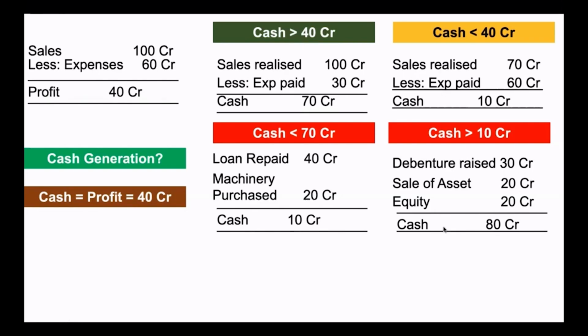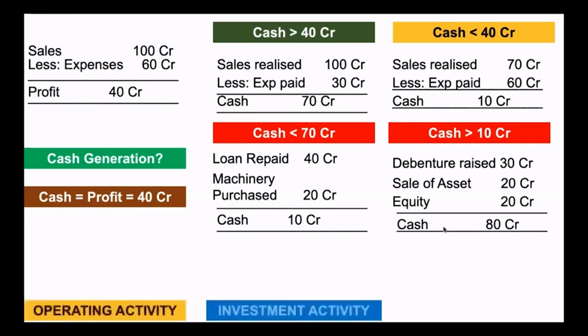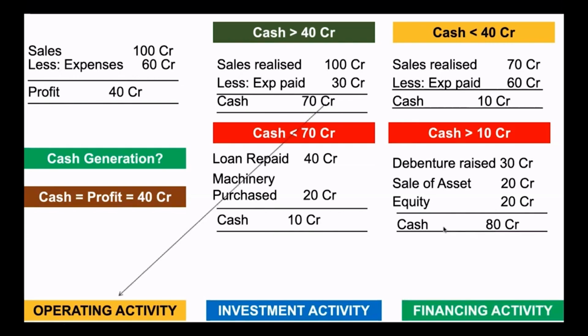It is from various activities. We call them cash flows from operating activity, cash flows from investment activity, and cash flows from financing activity. Look at this 70 crore. This is a cash flow from operations, operating activity. Whereas this 40 crore repaid is a result of financing activity. They raised finance in the past. They are repaying that now, financing activity.